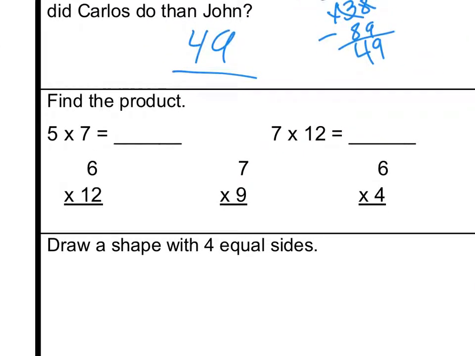Our next question says find the product. So 5 times 7 equals 35. 6 times 12 equals 72. 7 times 9 equals 63. 6 times 4 equals 24. And last we have 7 times 12. I'll have to do this one right here. That would be 94. No, sorry, I got that one wrong. That would be 84 actually.